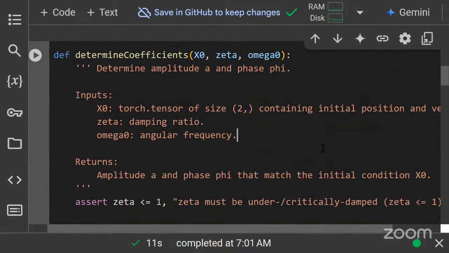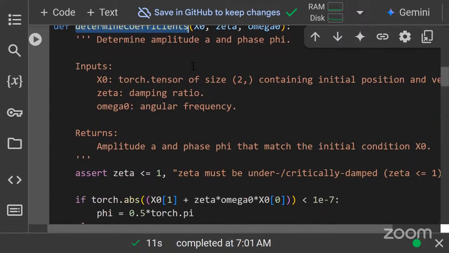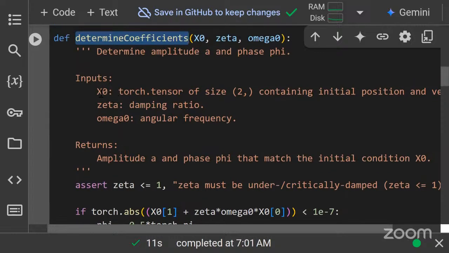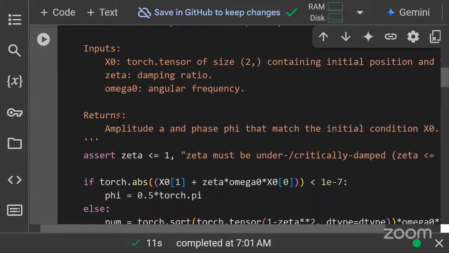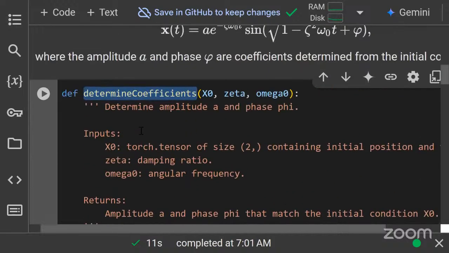Right below this, you'll see code to determine the zeta and omega. It's called determine coefficients. Again, this is a helper function that I defined, so if this doesn't make sense, don't worry. All it does is take inputs, which are x, zeta, and omega, where x is the initial condition. The initial position and the initial velocity of the system are inputs for this function, as well as zeta and omega. Given those parameters, the function determines the amplitude and the phase for the ground truth over here.